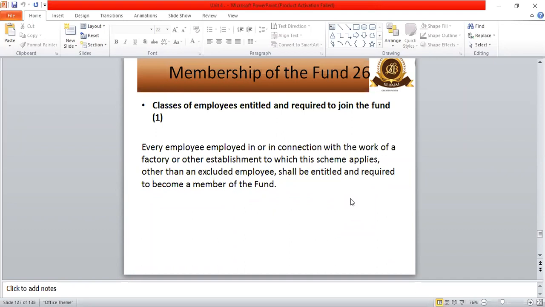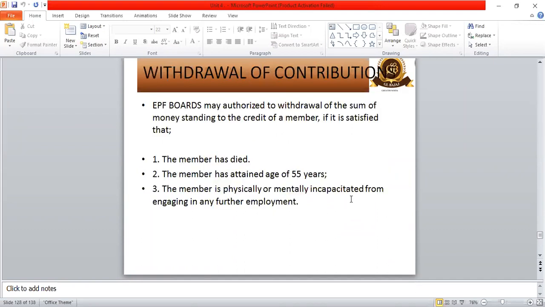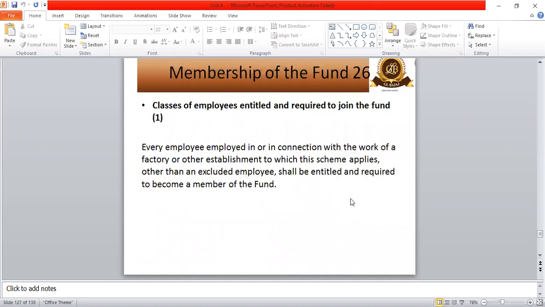This is as simple as possible, unless you are an excluded employee. There are certain conditions for the excluded employee. That means you have already not withdrawn all the money from the fund. I'll be discussing the excluded employee also, but just as an instance, you should not have completed your superannuation and you should not have taken all the money out from the PF fund. So there are certain conditions called for the excluded employee.